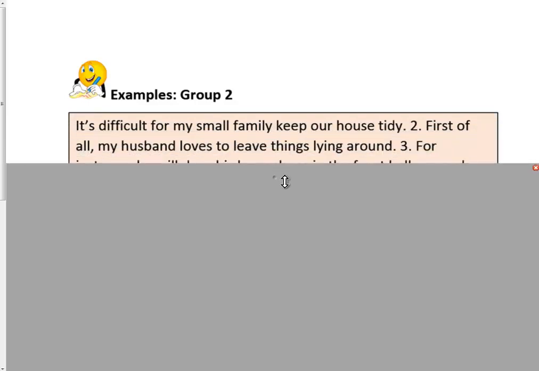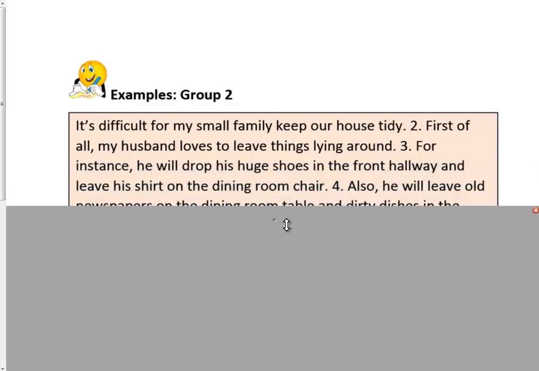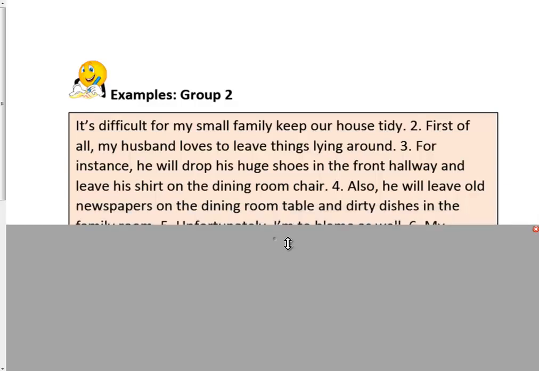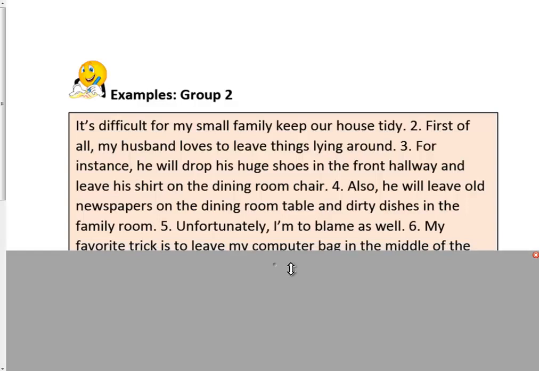It's difficult for my small family to keep our house tidy. First of all, my husband loves to leave things lying around. For instance, he will drop his huge shoes in the front hallway and leave a shirt on the dining room chair. Also, he will leave old newspapers on the dining room table and dirty dishes in the family room.